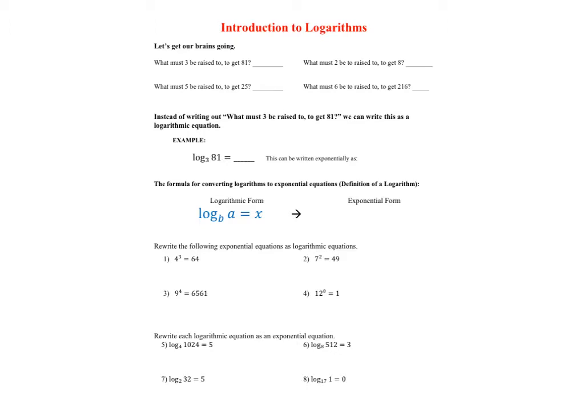That's a great question. Let's write that as an equation. What must 3 be raised to? So 3 to the what power is going to equal 81? Well, I know that's going to be 4 because 3 to the fourth is going to equal 81.